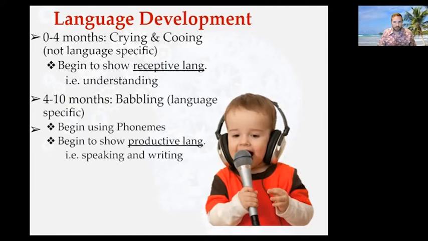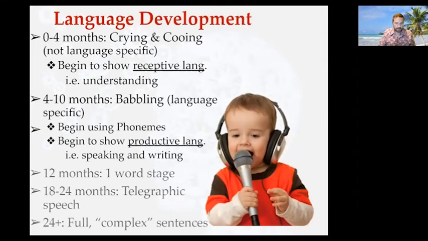By about 4 to 10 months, babbling occurs. This babbling is language specific, which means they're beginning to play around with the phonemes, or the sounds, of whatever language it is that they're learning. They also begin to show productive language, so like speaking a little bit, writing. By 12 months, they're in the one word stage: ball, food, want.